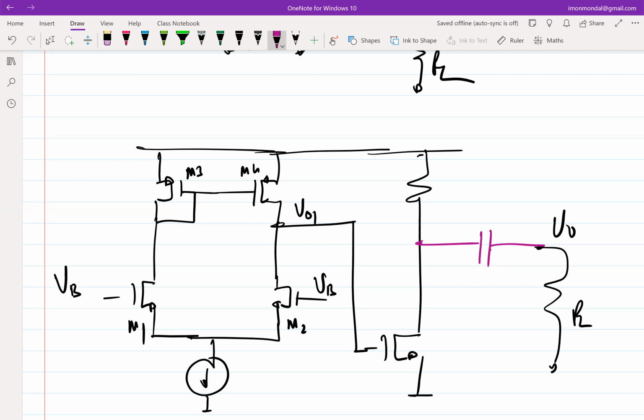Might not have access to that terminal. Which terminal? The capacitor left terminal. No, this is the output side, right? I mean, this is the output of the differential amplifier. So you have access to this. That's not an issue. So quiescent wise, do you see an issue?